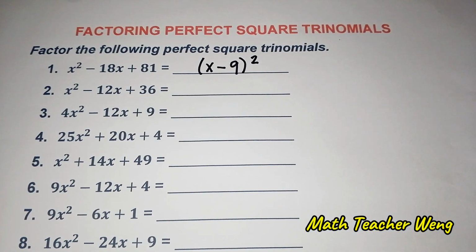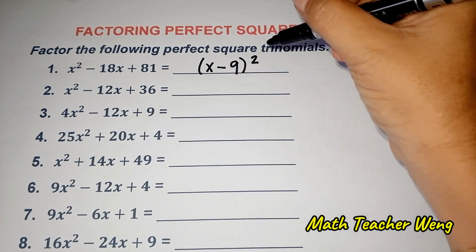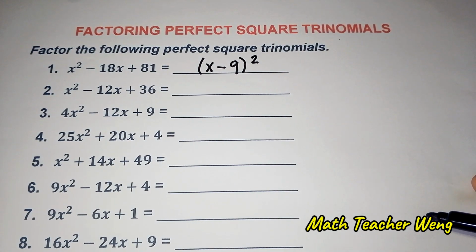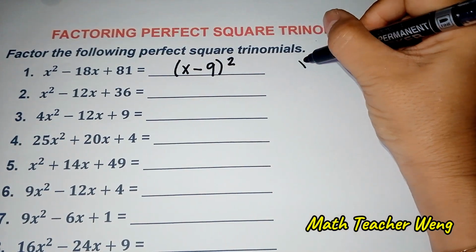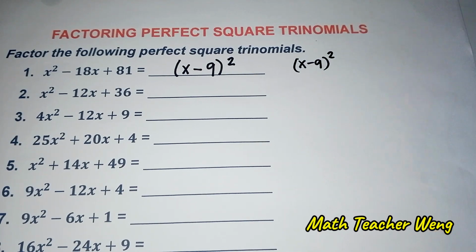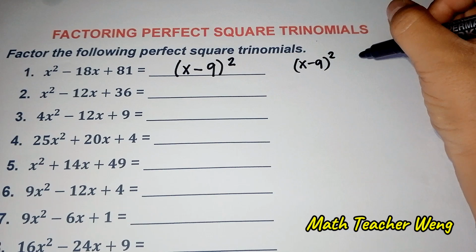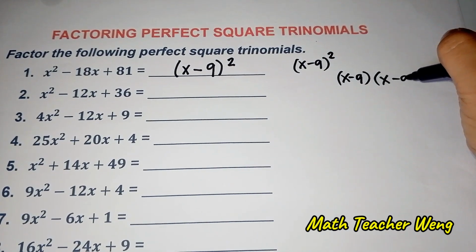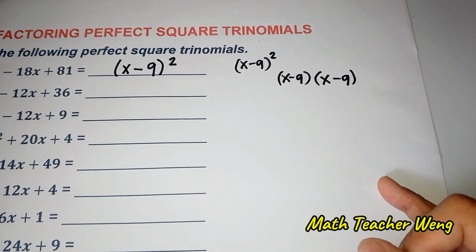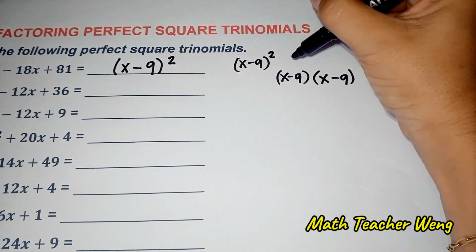So, there. Now, if you are curious, you can check this and go on and multiply. So, let's do it for the first one. Let's say x minus 9 is squared. Of course, you can do it by using special products, but if you have not mastered the special products, then let's do it the other way, the FOIL method. So, x minus 9 times x minus 9.